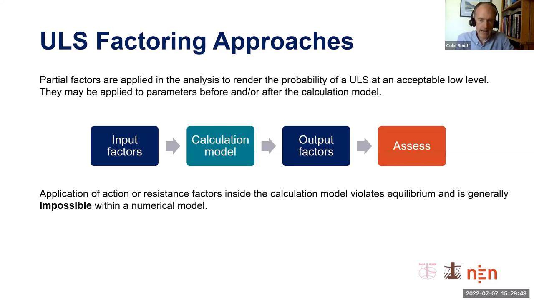In general, we need to be very clear that these can be applied to parameters before or after the calculation model. So when I talked about input factoring, output factoring, those sit either side of the calculation model. If we have input factors to apply, we apply those to our parameters, we feed them into the calculation model, that then gives us an output. We then may factor those quantities and then we do assessment. But generally, application of action or resistance factors inside the calculation model does nasty things like violating equilibrium, and is very hard to do within a numerical model. And that's why we have to be very clear that we're doing it at the input and the output stages.